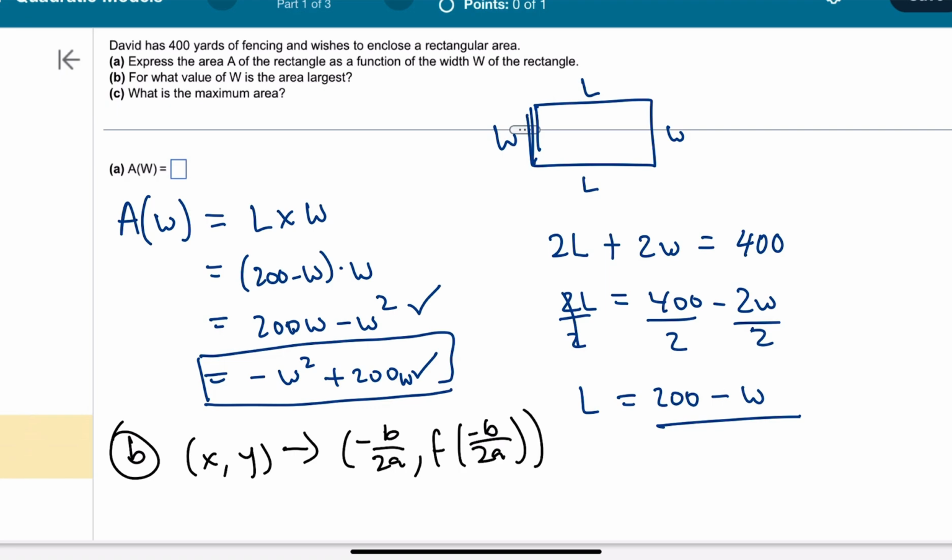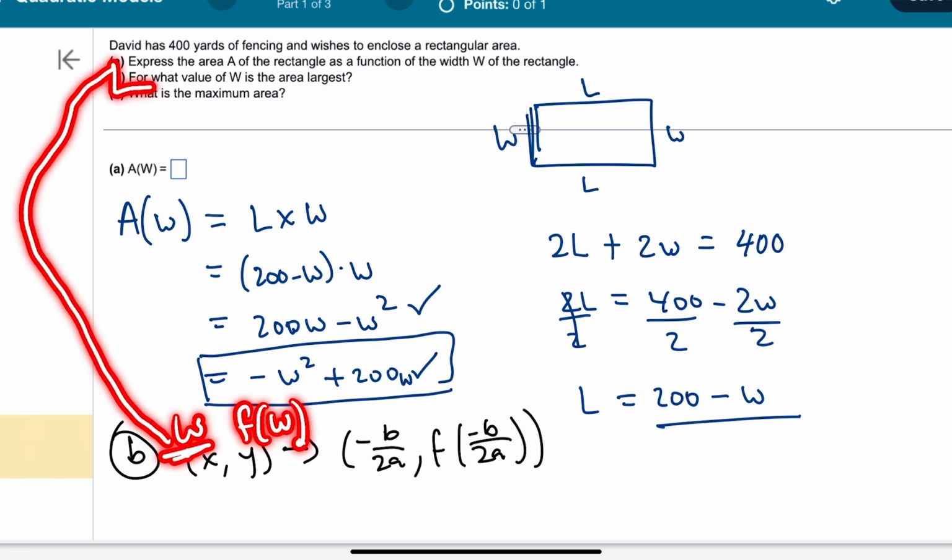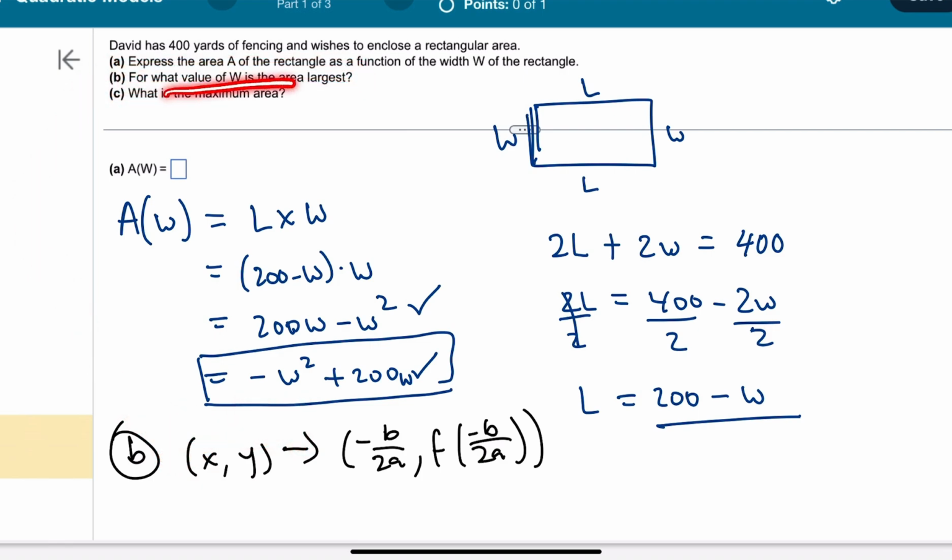Now, normally it would be x and y, so I want to make sure you understand this. This would be x and y normally, but because this is a function of W, let's explain this one more time. This is x, this is y, but it's really f of x. But since this is W, this is really f of W. Okay, we need W. This W is the x of the vertex, which is basically the largest W we can choose. So let's just do the formula.